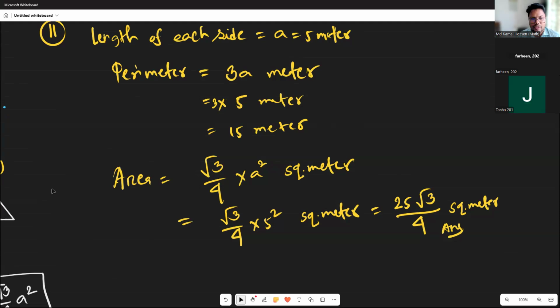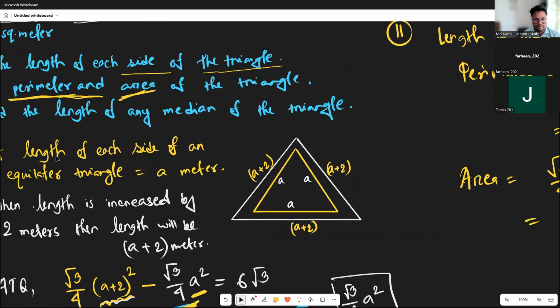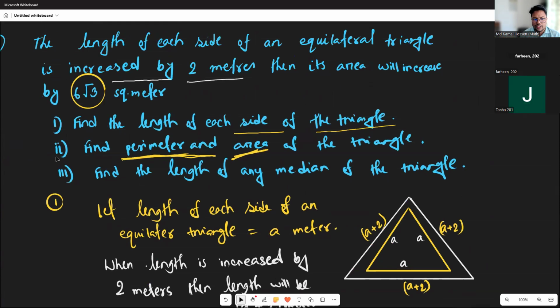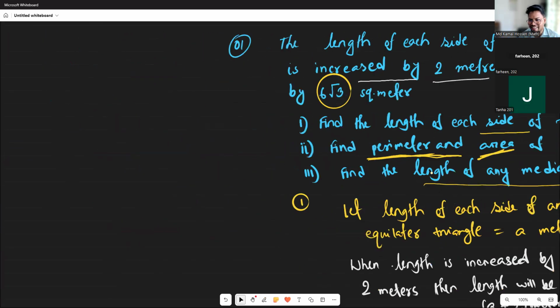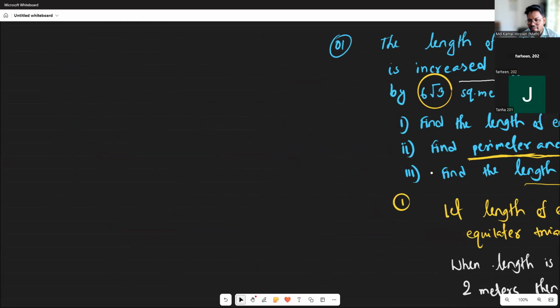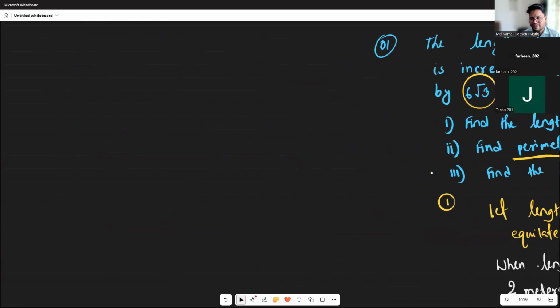Sir, done. Okay, now question number 3. Find the length of any median. Do you have any idea about the median? Sir, I forgot. Median, Farhin. Do you have any idea about median? No, sir. I don't remember. Okay, sir.